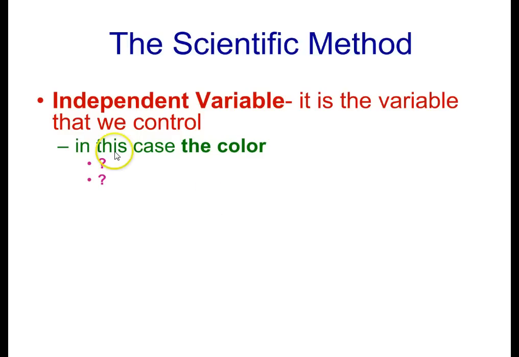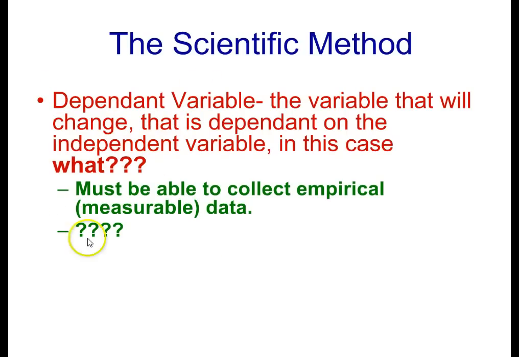So we have the independent variable, and then the dependent variable is what we're actually trying to take data on. The take-home message from this one slide is we have to measure something. We have to have numbers.